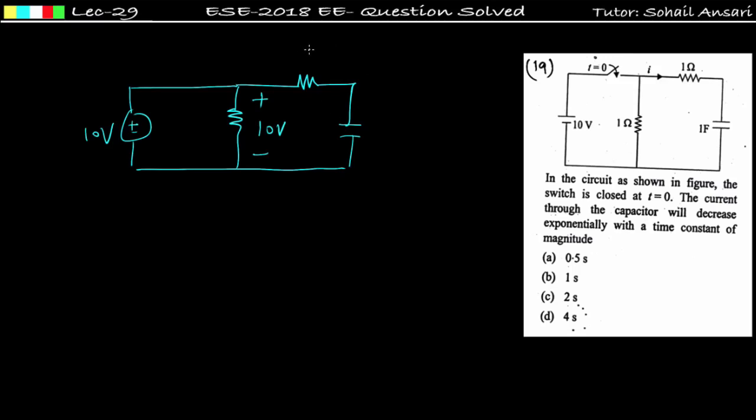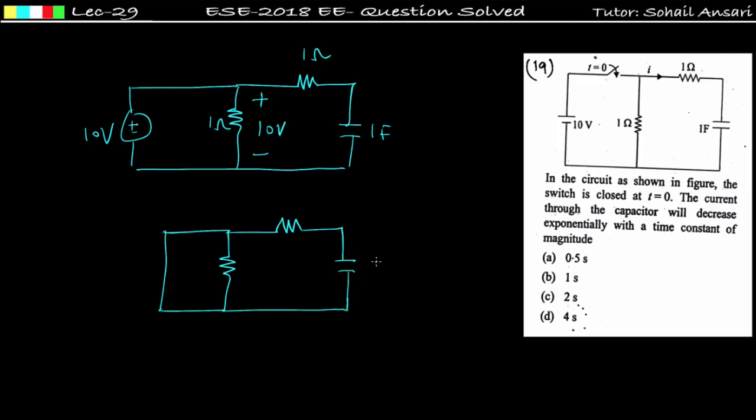Now in order to find the time constant, what I told you? I told you to short circuit the voltage source and open circuit the current source and find the region where R and C are separable. So first short circuit this voltage source. This is 1 ohm. This is 1 ohm. This is C having 1 farad.